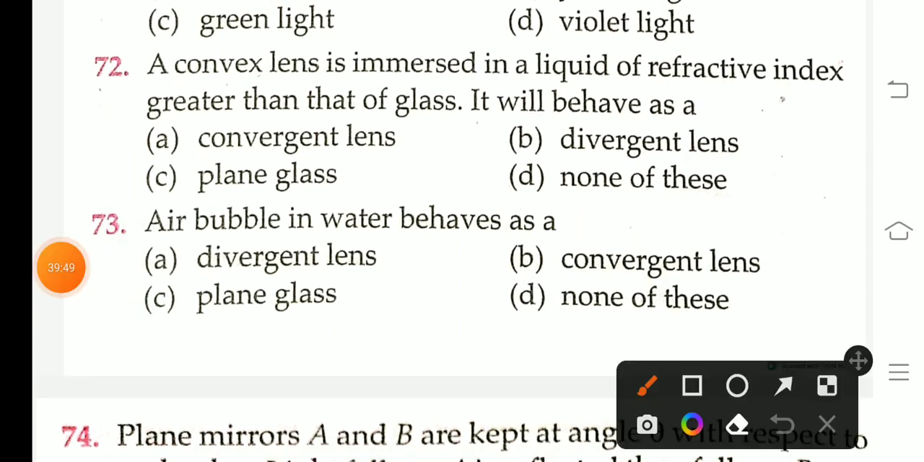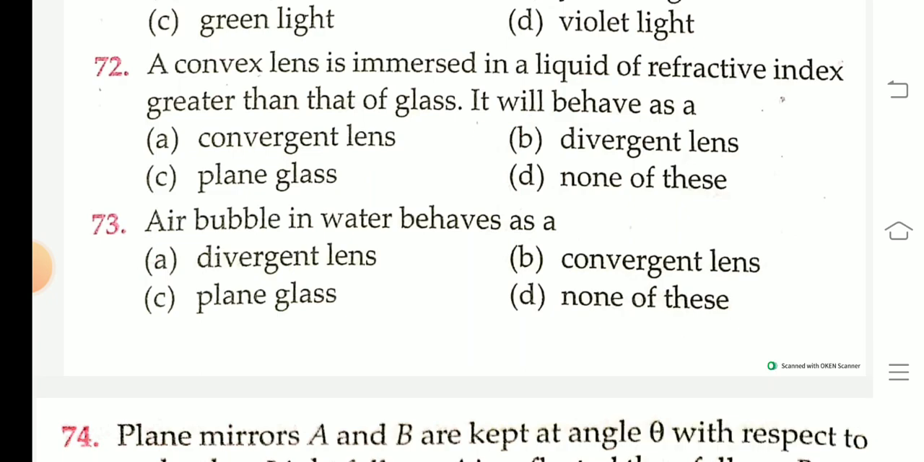Next, a convex lens is immersed in a liquid of refractive index greater than that of glass. It will behave as a. Right answer will be option B, divergent lens. Next, an air bubble in water behaves as a. Right answer option A, divergent lens.